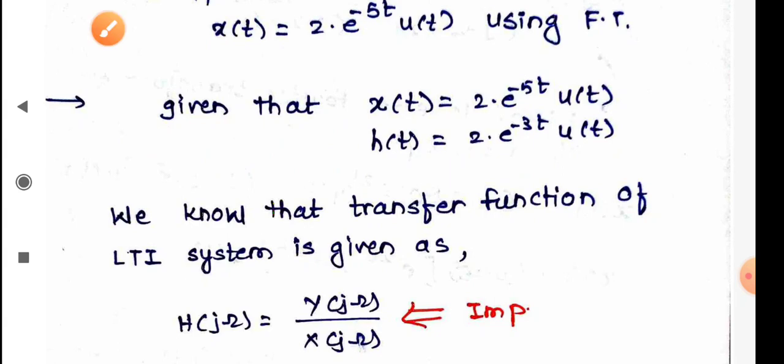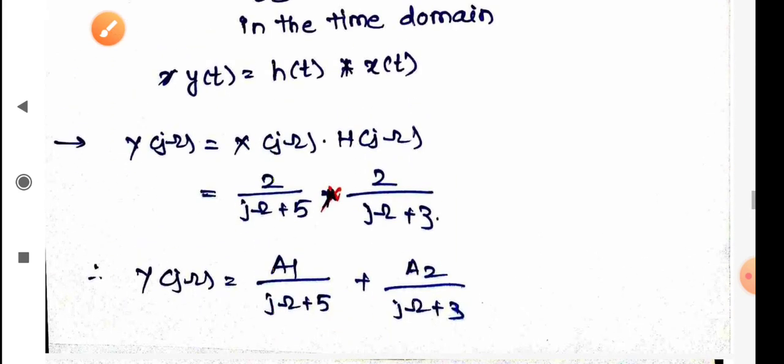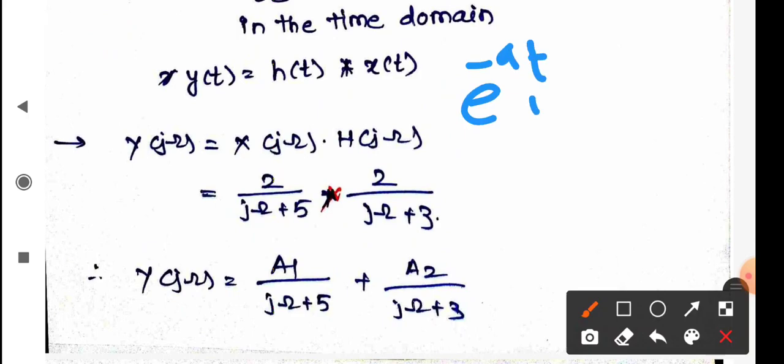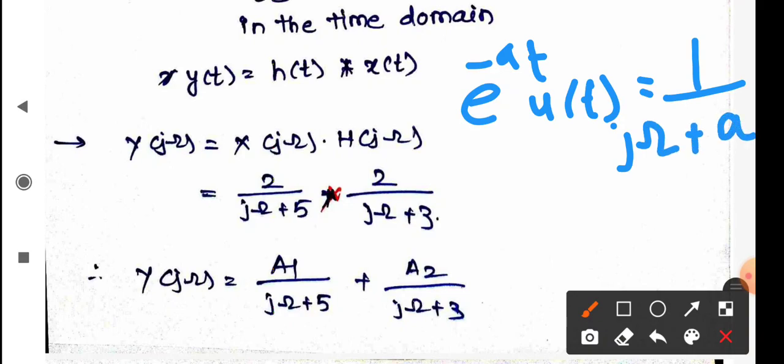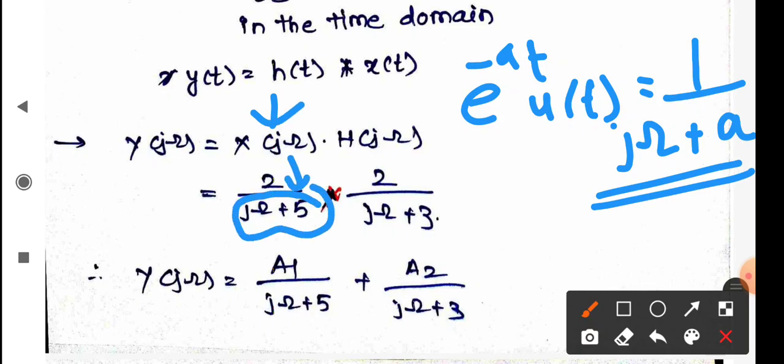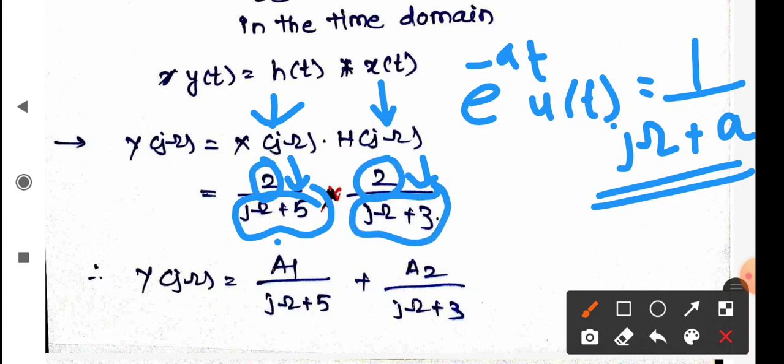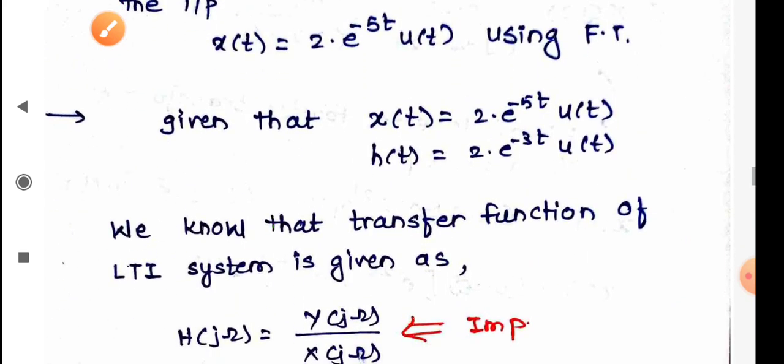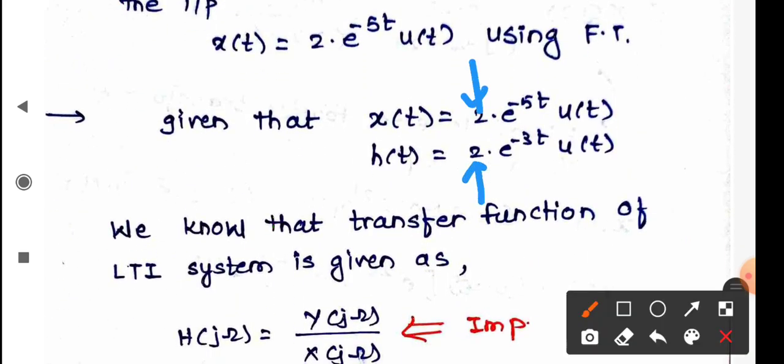So we know that the Fourier transform of e raised to minus at u of t is equal to 1 upon j omega plus a. In case of my x, that particular a was 5, hence it has come to be 1 upon j omega plus 5. In case of my h, a was 3, that's why it has come to be 1 upon j omega plus 3. What is this 2 and this 2? These are nothing but the constants that are present here.